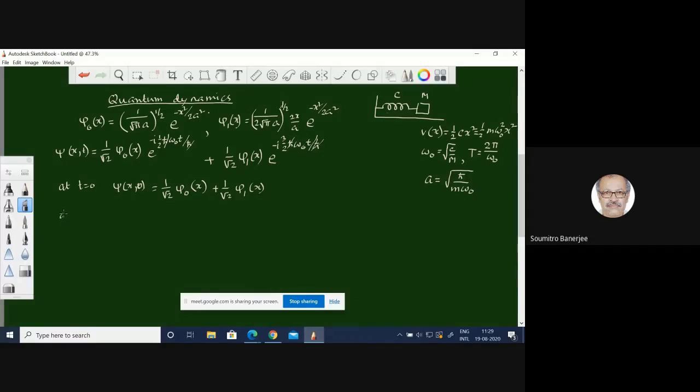And at t is equal to half the time period later, where your time period is here, half the time period later, so this t is π by ω0. Half the time period later, it will be, sorry, it will not be small ψ, it will be capital Ψ(x, T/2).